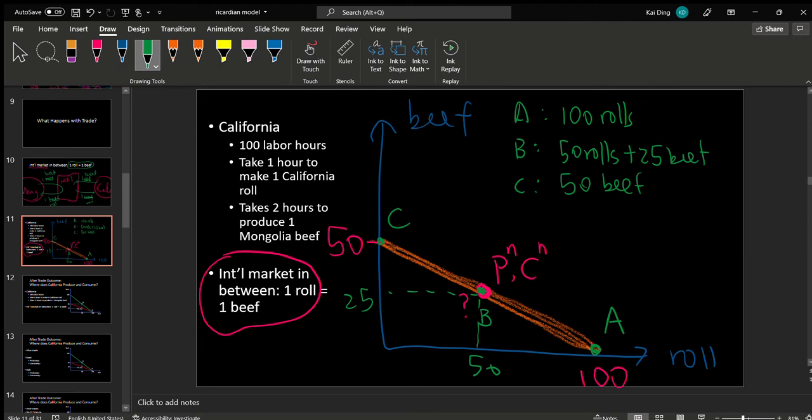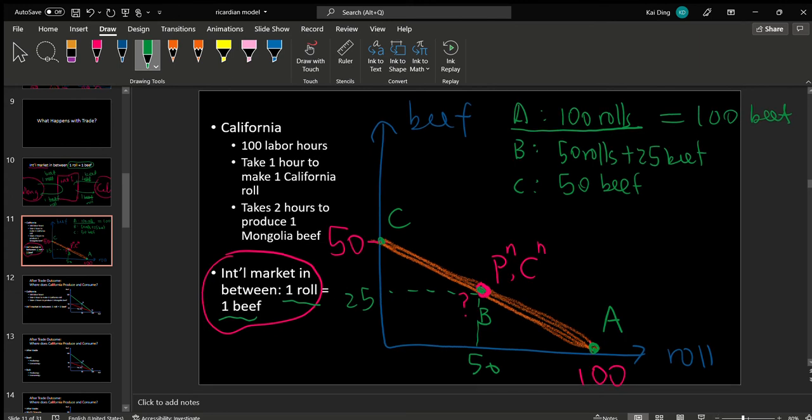Now, when California can trade in the international market, possibility A, the 100 rolls, in the international market, that's equivalent to 100 beef, right? So they can bring all the rolls to the international market for 100 beef if they want.